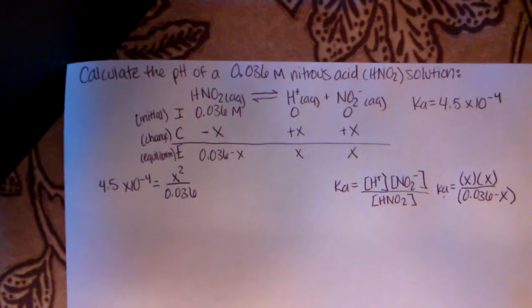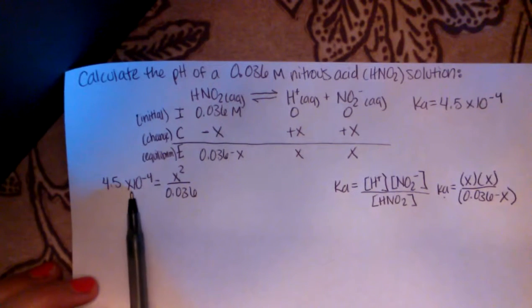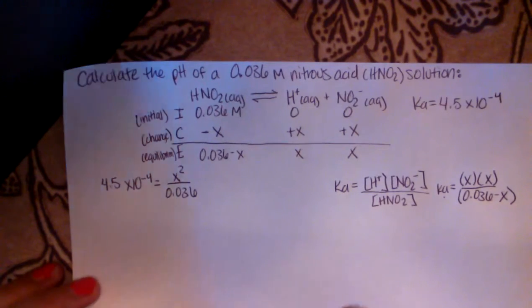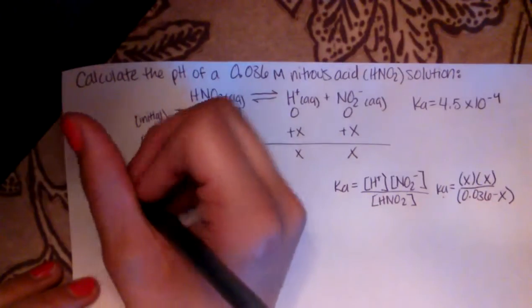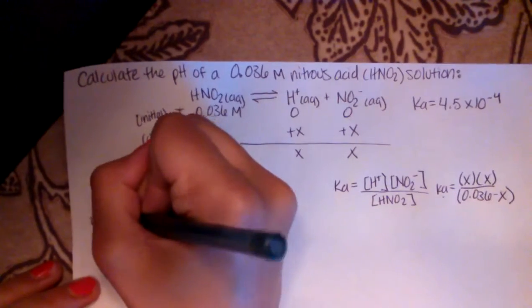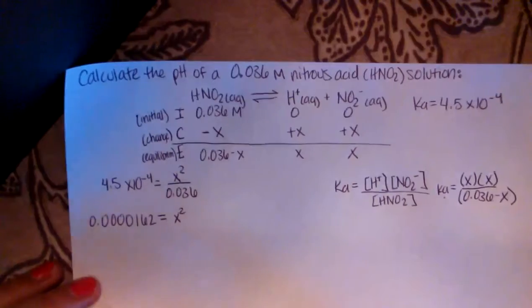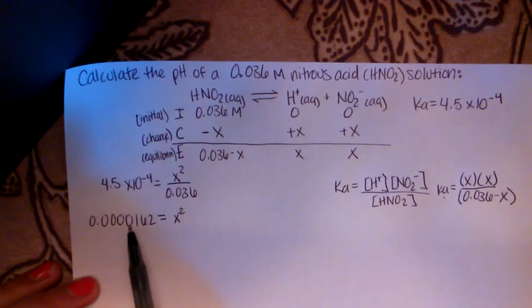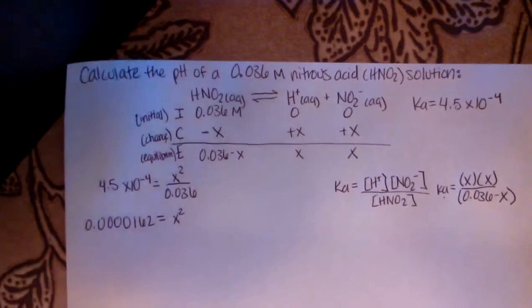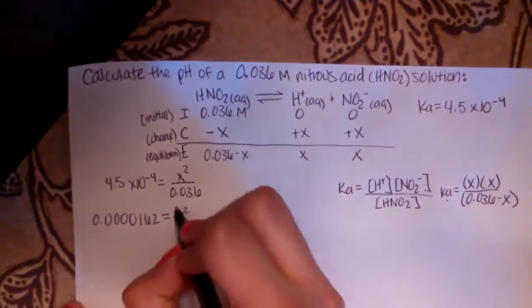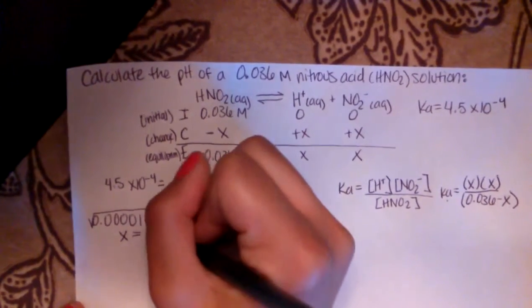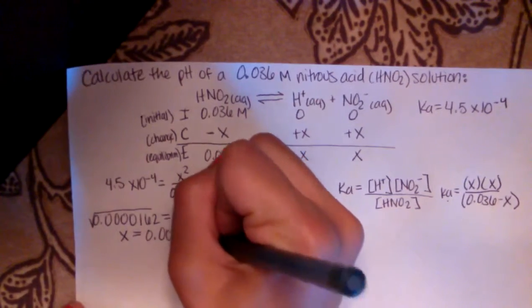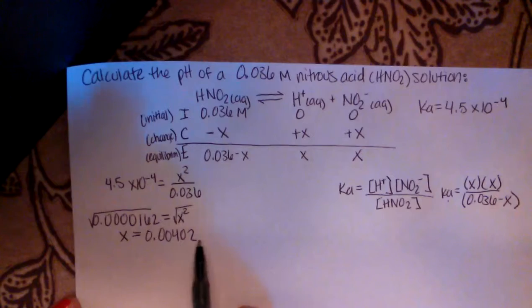So it basically comes down to basic math. How would you solve for x in this problem? I would first multiply these two together, 4.5 times 10 to the negative 4 times 0.036, and you would get x squared equal to a very small number, basically 0.000162. Then how do you get just x? You take the square root of both sides, and x would be equal to still a very small number, which is going to be 0.00402. So now you have what x is.